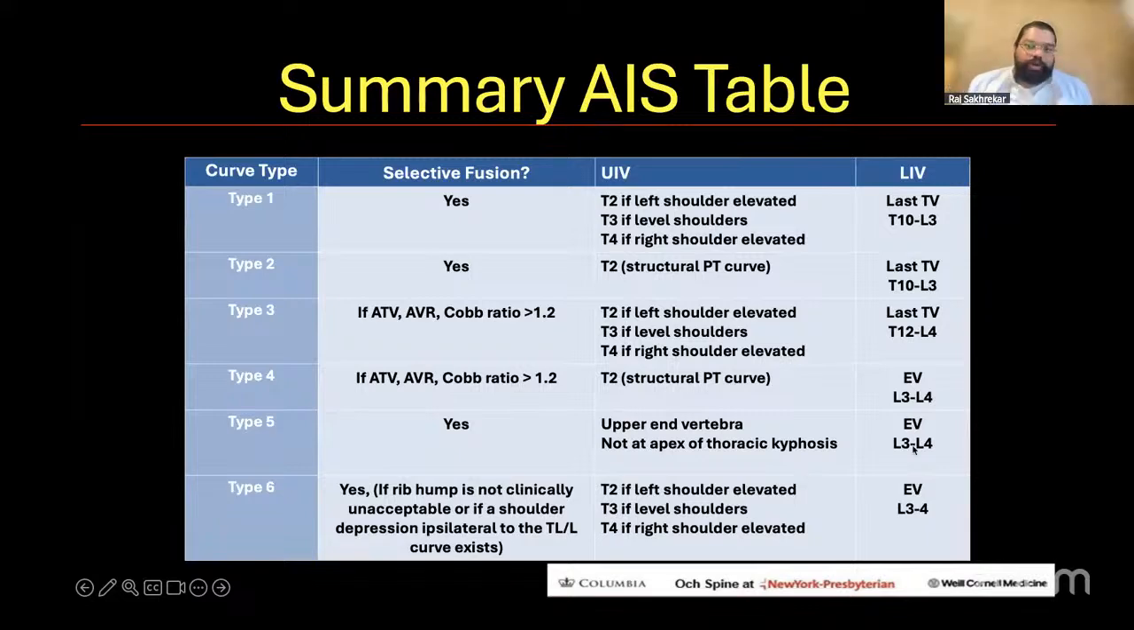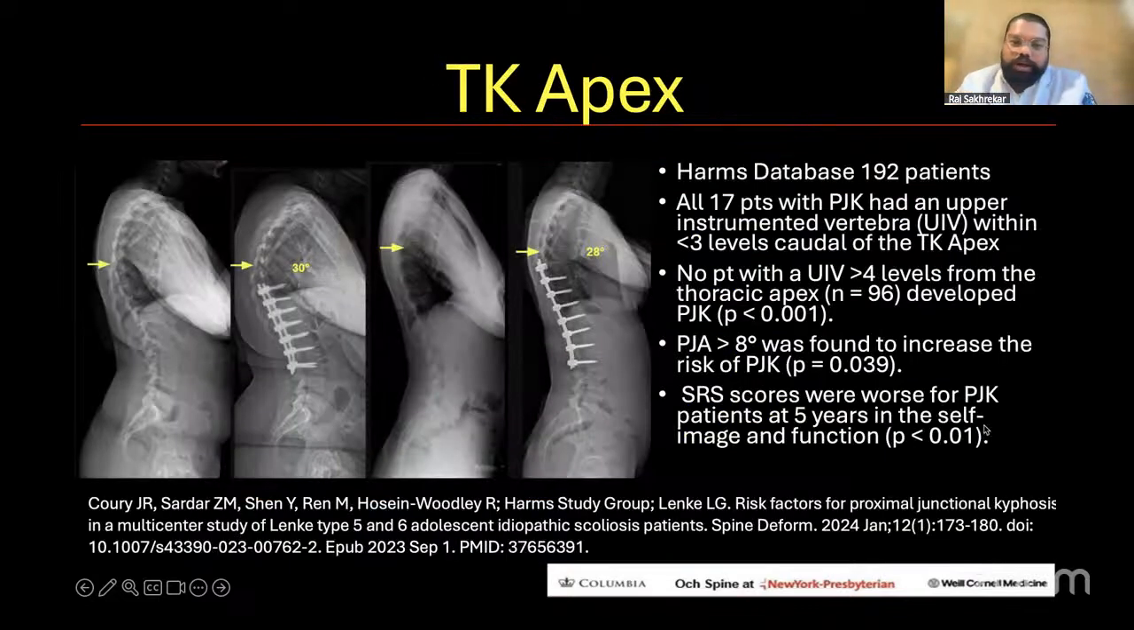That's a very interesting point, Josie. Crossing the apex in the sagittal plane is very important to prevent PJK. The chance of radiological PJK is 100%, while in clinical scenarios it will be 15 to 30%. So always cross the apex of the thoracic curve in the sagittal plane.